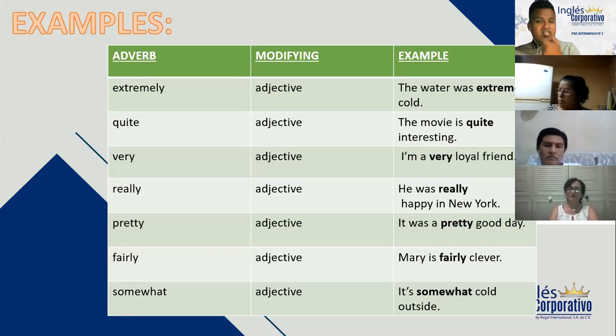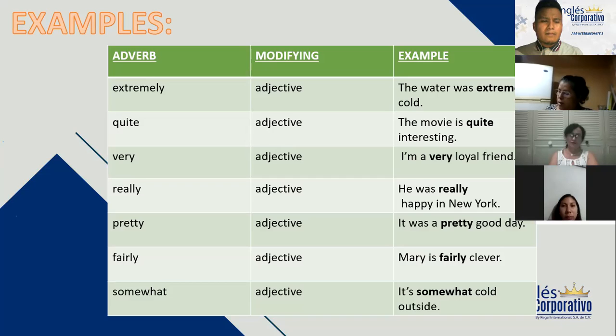So keep this pronunciation, interesting, because most of the time students pronounce it differently, but it's not like that. We say interesting. I had a question. Go ahead. When you say quite, you are referring to un poco? I don't know if it is the correct meaning. No, in this case, quite can mean mucho, completamente, o aceptablemente. Okay, the three of them.